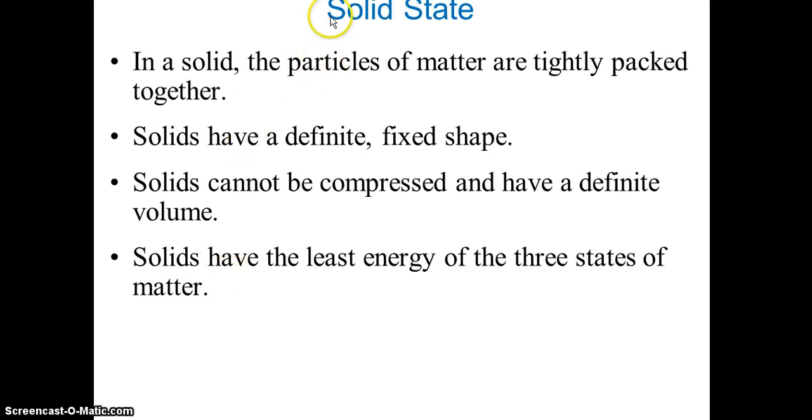Let's talk about solid state. In a solid, particles of matter are tightly close to each other. When they are tightly close to each other and in an organized fashion, a solid has a definite and fixed shape. You cannot compress a solid, and it also has a definite volume. A solid has the least energy of the 3 states of matter.